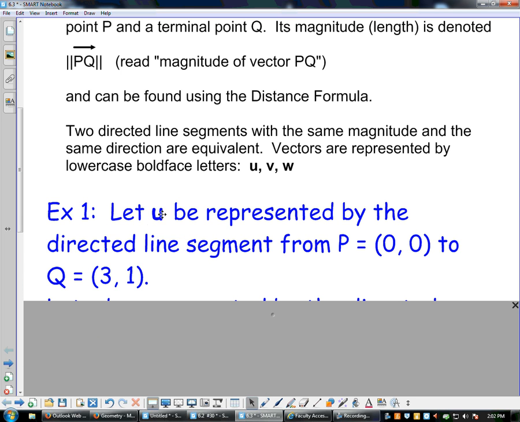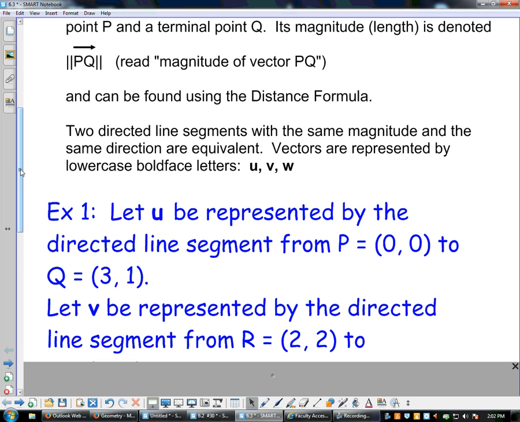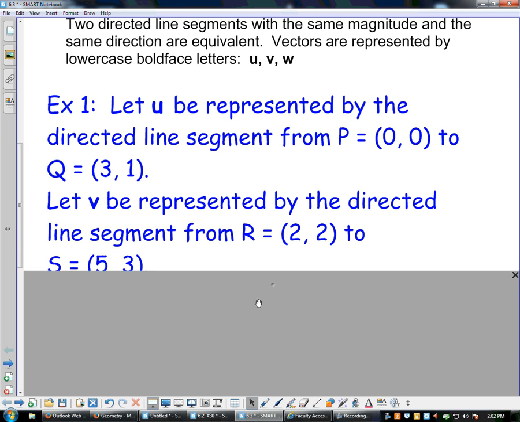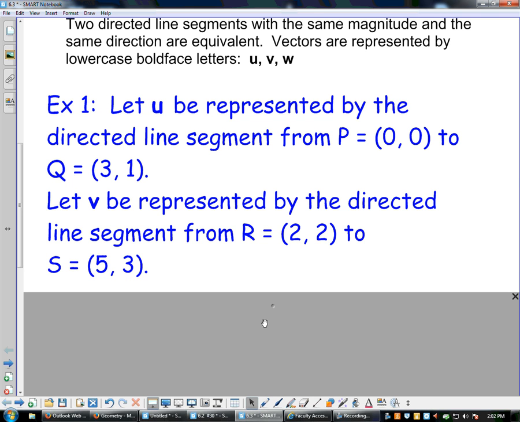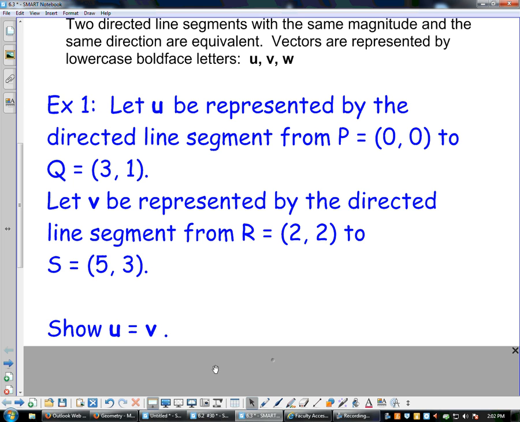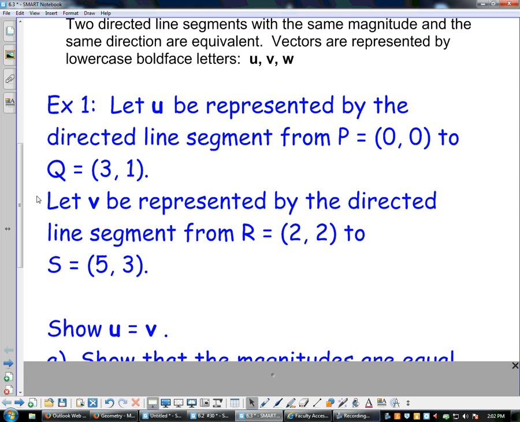Let vector U be represented by the directed line segment from point P, 0, 0 to Q, 3, 1. And let V be represented by the directed line segment from point R, which is at 2, 2, to point S, which is 5, 3.